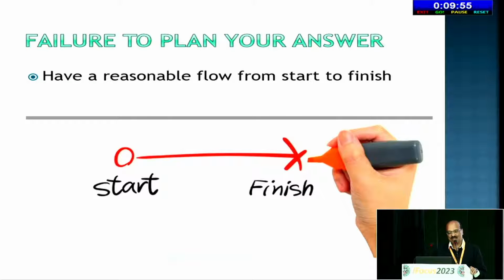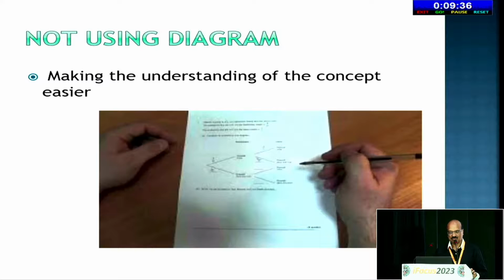Failure to plan your answer. The flow should be equal from start to the last. What happens? You start with slow handwriting, and lastly, you rush, and then it is not possible to understand. So the flow should be the same from the start to the finish.